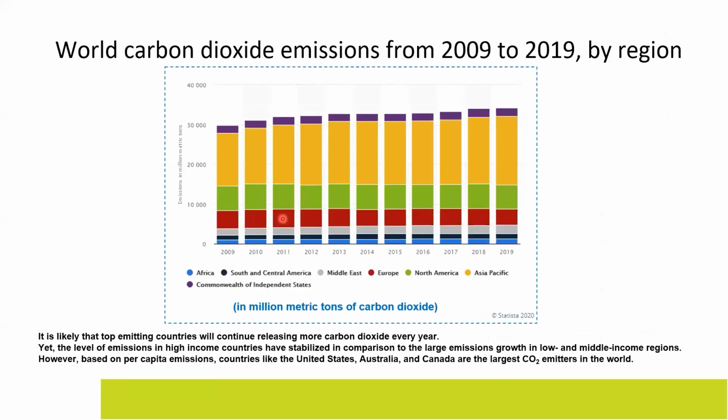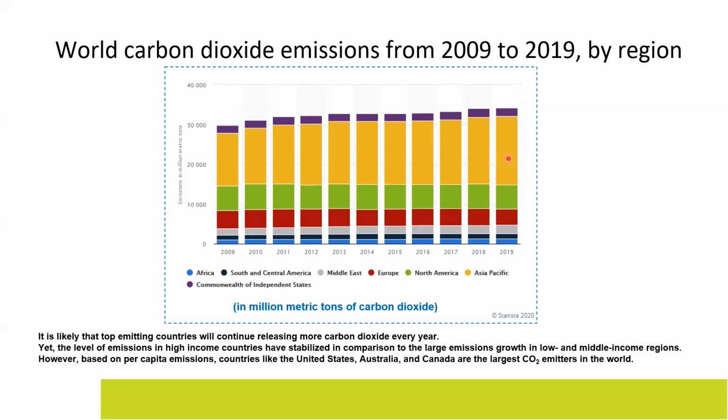Let's look at this data again. I like to work with data a lot. And let's look at what is happening globally. When you look at Africa, South and Central America, Middle East, Europe, North America, Asia Pacific, and the Commonwealth of Independent States, what gives us more information here is that Asia Pacific is the largest emitter of CO2, which is a result of China.